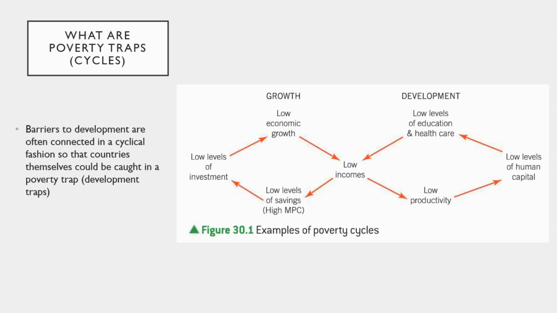All right, this is the graph you need to know for this unit, and this has been on the IB exam before. You need to know the poverty trap or poverty cycles. There are barriers to development that are often interconnected in a cyclical fashion and self-perpetuate. In this poverty cycle right here, you have low levels of education. This leads to low income, low productivity, and low level of human capital. Since you have low income, low levels of saving, low levels of investment, low economic growth, low income. These are all interrelated with each other. They all come back to low income. You need to know how to draw this, and you need to be able to analyze this.